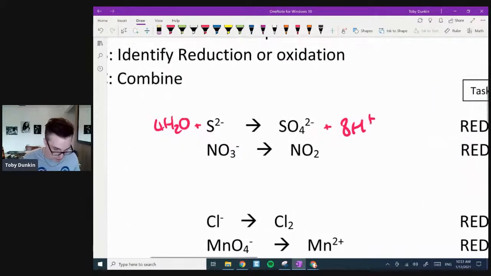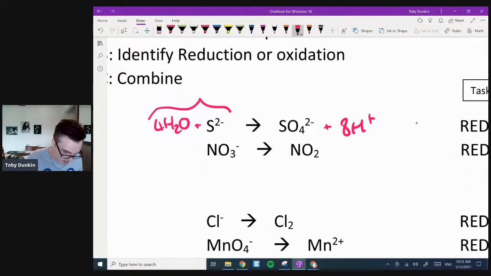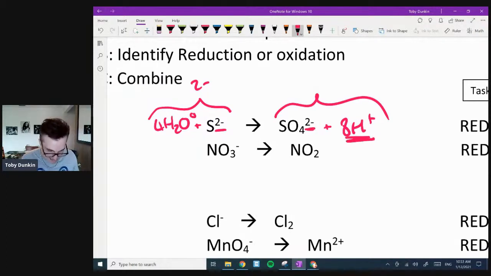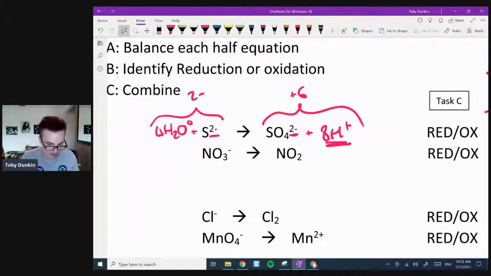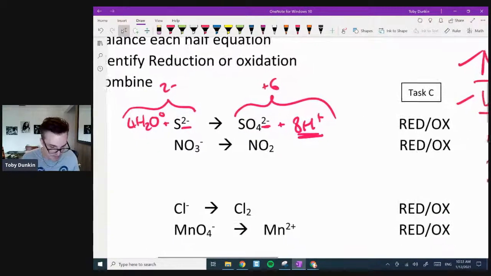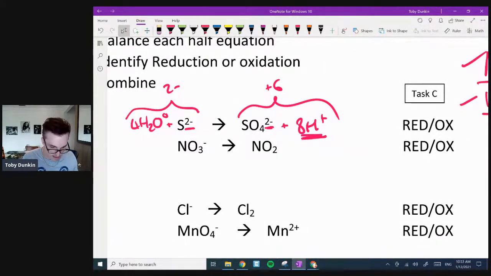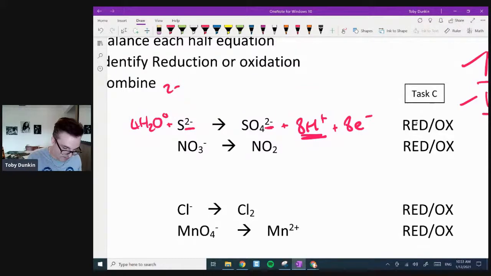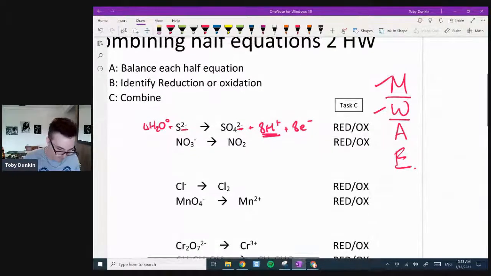Now we need to check for charge. So on this side, we have -2 because that's 0 and there's 1 of those. On this side, we have -2 plus 8. So that's +6. I need to add it to the more positive side. And I need to bring it all the way down to -2. So I'm going to add 8 electrons onto that side. And I'm done. Tick it if you've got it.